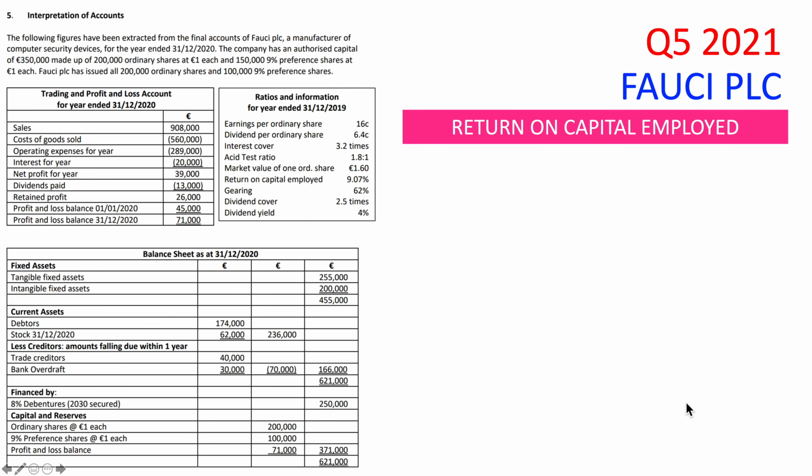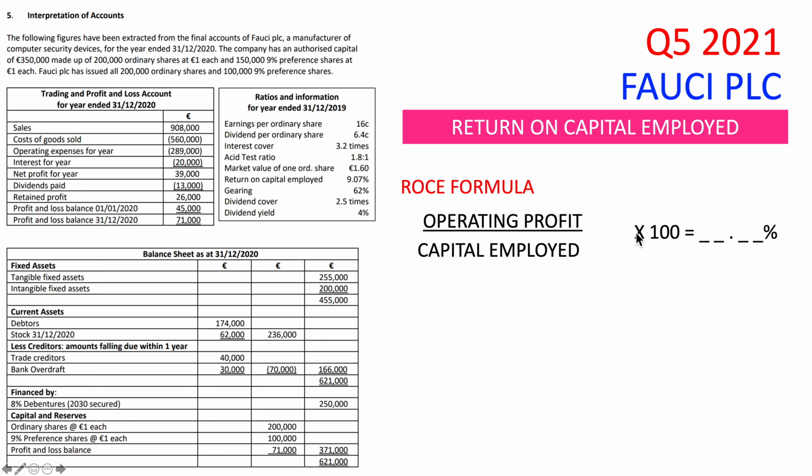Okay, so I'm going to do the first 3 or 4 of these, and then I'm going to be quiet, and then you can attempt them yourselves, going back as far as the 2010 question. So return on capital employed. Formula is operating profit over capital employed multiplied by 100, and that gives us our answer.